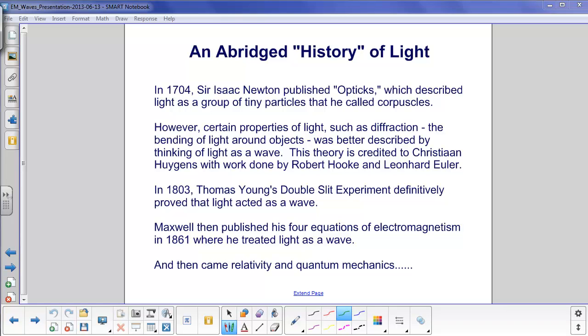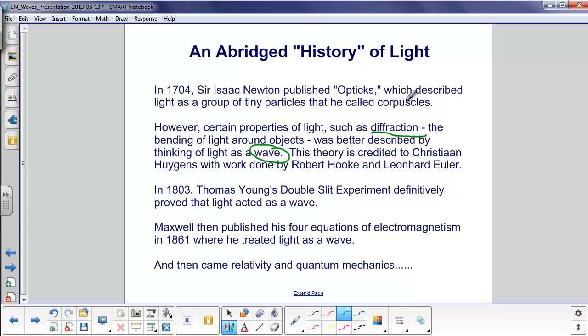In addition to Sir Isaac Newton basically inventing mechanics, dynamics, kinematics, and also coming up with calculus, he did a great deal of work on light. In 1704, he published a text called Optics, and he described light as a group of tiny particles that he called corpuscles. However, certain properties of light, such as diffraction, which is the bending of light around objects, were better described by thinking of light as a wave.